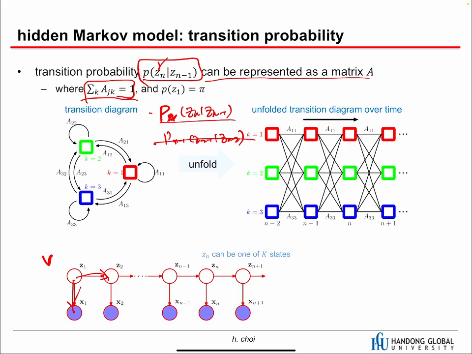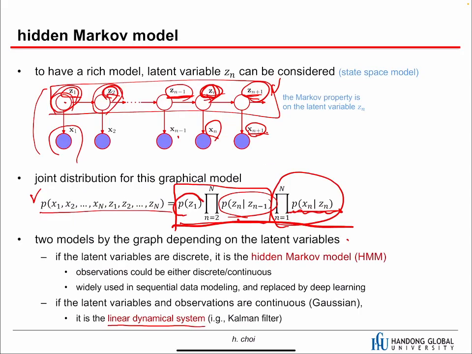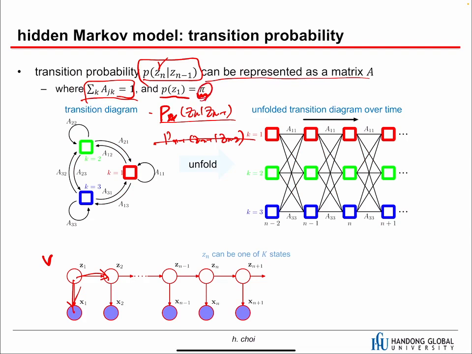And the first hidden state, P of Z1, is pi. So this one is different. As you can see here, P of Z1 is different from other transitions. So we need this as one parameter, and then the A is a transition matrix. So we need two parameters here.